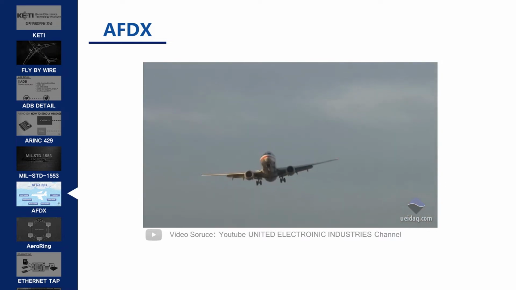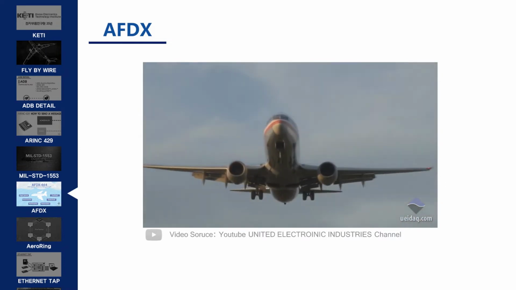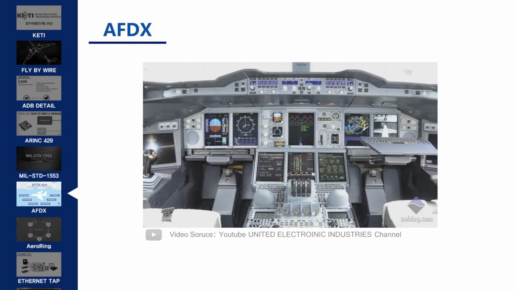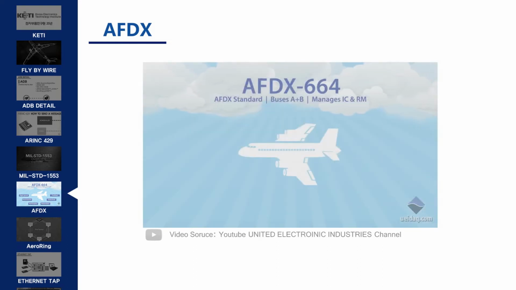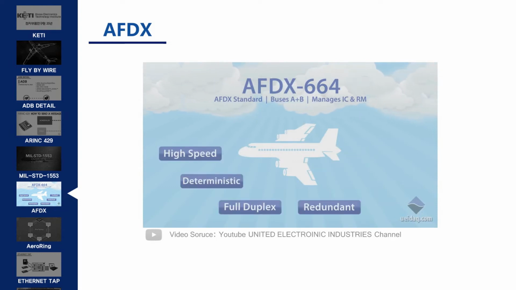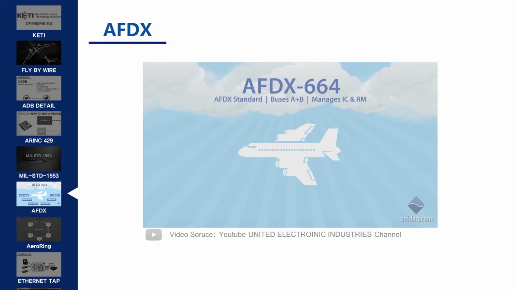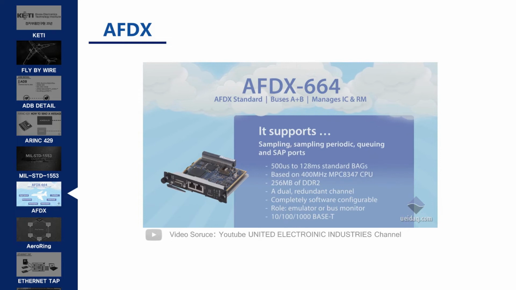ARINC664 Part 7 meets these needs by using Ethernet technology and commercial off-the-shelf components to address the next generation of aircraft requirements. These requirements include high-speed, deterministic, full duplex, redundant, switched, and profiled networks. The ARINC664 I/O board is designed to work with the AFDX standard. It works on 2 buses, A and B, and manages all of the integrity checking and redundancy management for you. It supports sampling, periodic, queuing, and SAP ports.